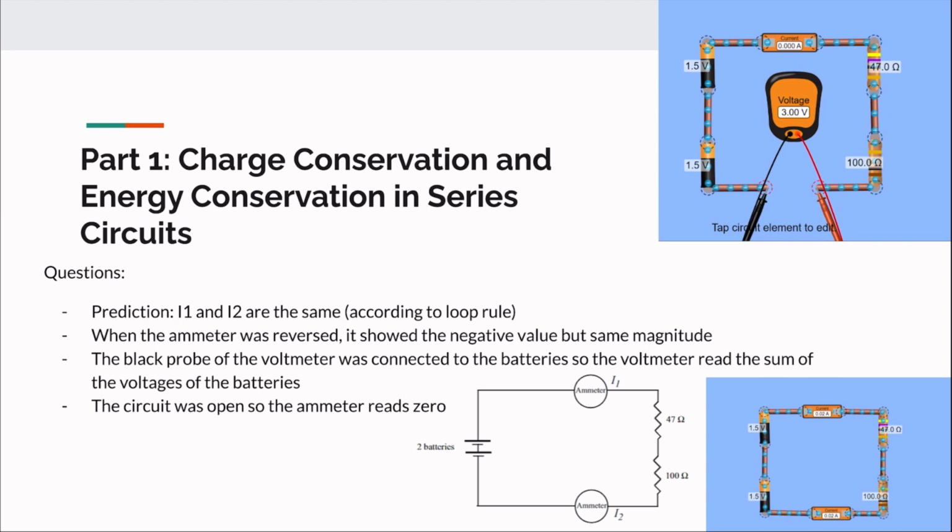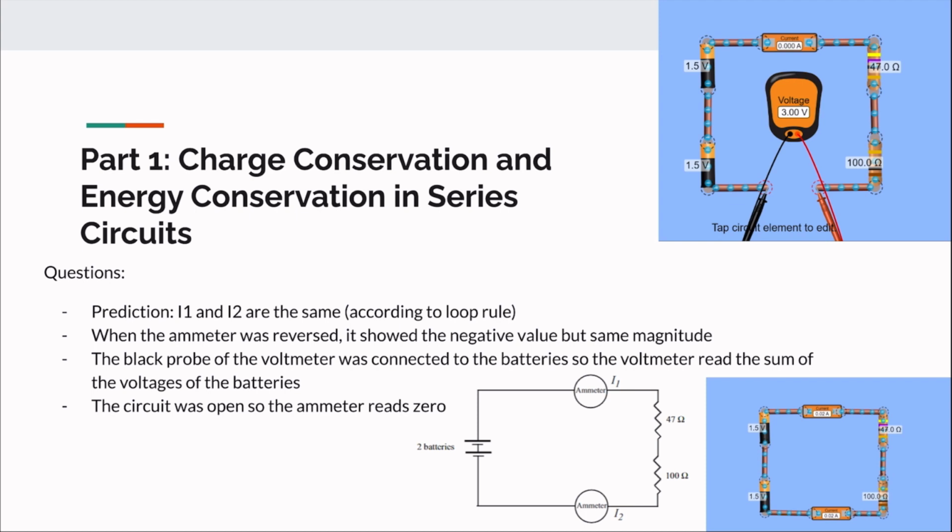So for part one, which is the charge conservation and energy conservation in series circuits part, to answer some of the questions that were asked in the instructions, first I predicted that the first current and the second current will be the same, which I knew according to the loop rule. And when the ammeter was reversed, it showed the negative value but the same magnitude. And when the black probe of the voltmeter was connected to the batteries, the voltmeter read the sum of the voltages of the batteries, which is shown in the top right picture.